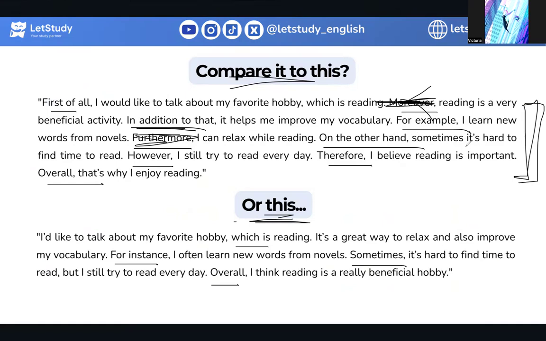On the other hand, sometimes it's hard to find time to read. However, I still try to read every day. Nah, ini therefore juga nggak usah digunakan. Soalnya, therefore digunakan untuk memberi kayak konklusi kan. Dan ini udah ada konklusi yaitu overall. Jadi seharusnya therefore nggak digunakan dalam konteks ini.